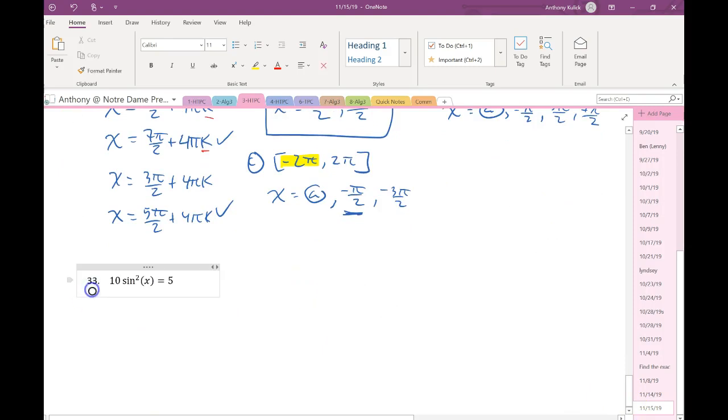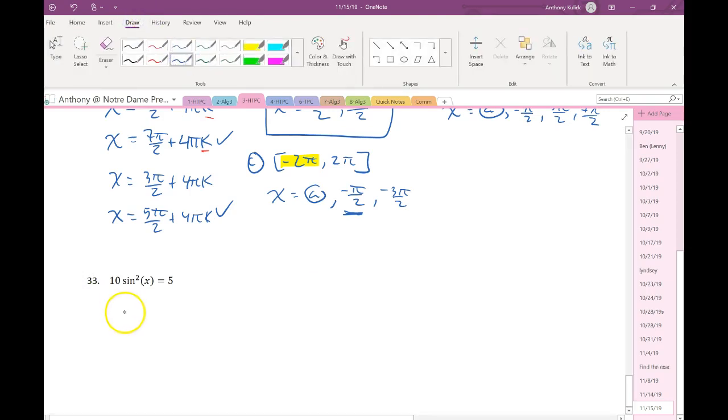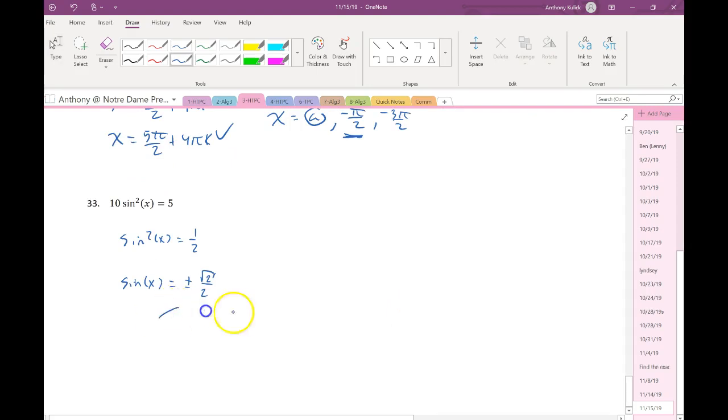All right. So the first thing I'm going to do is get that sine squared by itself, so I'll divide both sides by 10. And then we'll square root both sides. And I notice right away that when I square root 1/2, I have to rationalize the denominator, and that's where the square root 2 over 2 comes from. I'll break this into two equations, so I'd have x equals sine inverse of the negative square root 2 over 2, and x equals sine inverse of the positive square root 2 over 2.